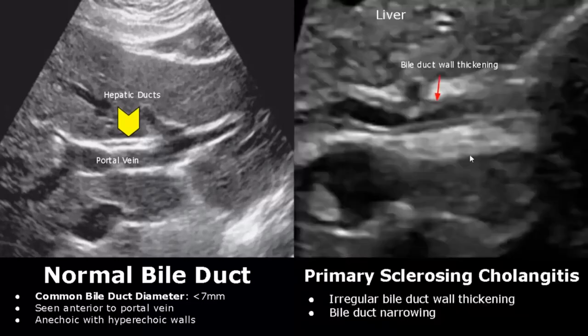In primary sclerosing cholangitis, there is irregular bile duct wall thickening and narrowing of the bile duct lumen. At this point, there is more wall thickening as compared to this area, so it is irregular.